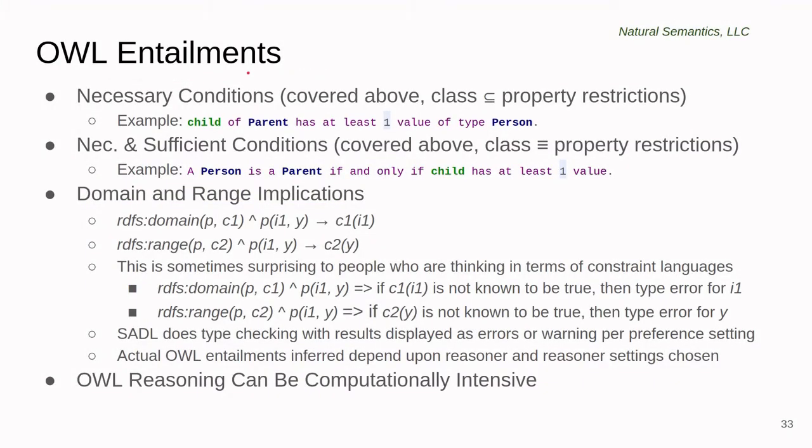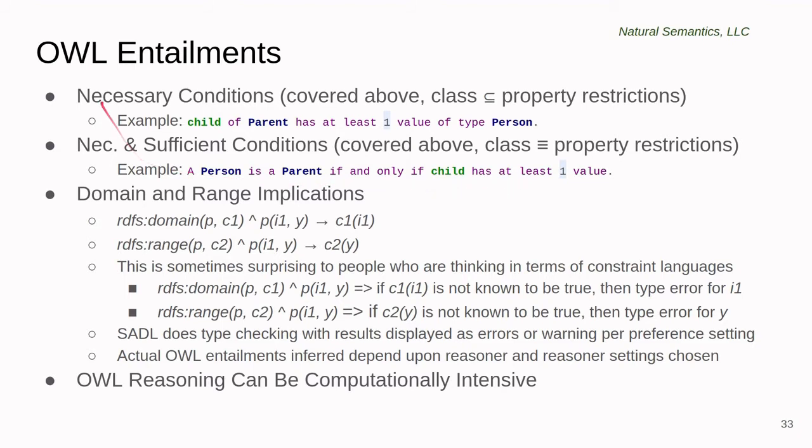Next, we'll talk about OWL entailments. Necessary conditions, which were covered above, are when the class is a subclass of the property restrictions. So, for example, child of parent has at least one value of type person. Necessary and sufficient conditions, which were also covered above, are when the class is equivalent to the property restrictions. Example: a person is a parent if and only if child has at least one value.